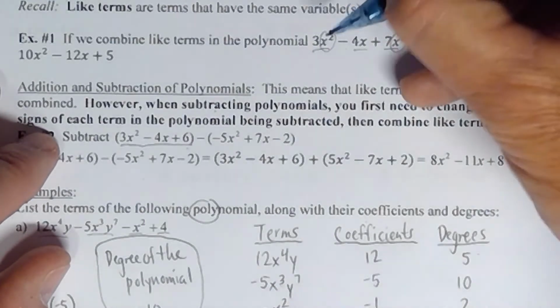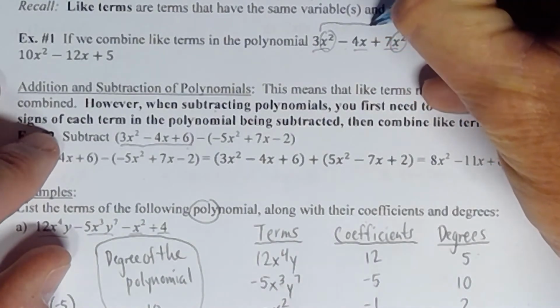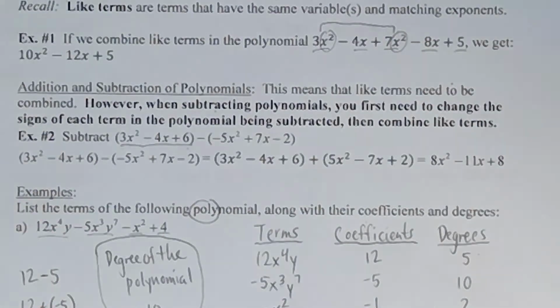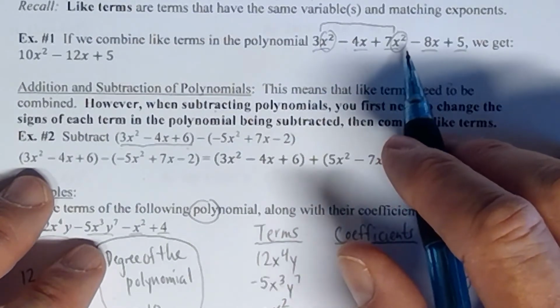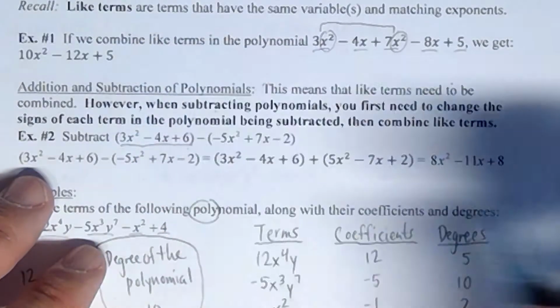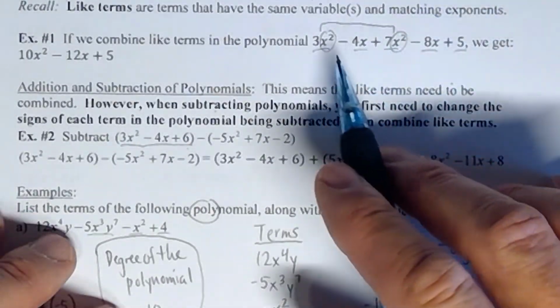And so combining like terms means what? It means to add. In some cases you subtract, it depends, but you either add or subtract the like terms when you combine like terms. We'll get into that here as we go along.